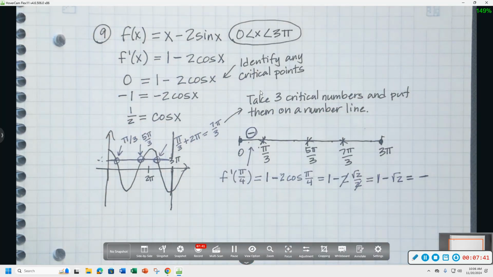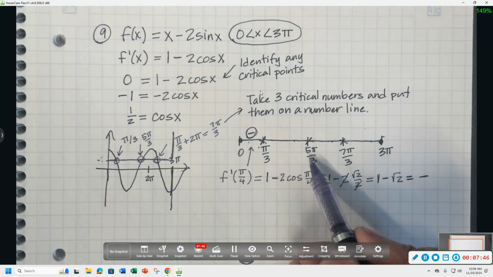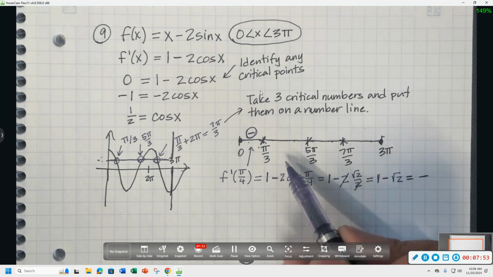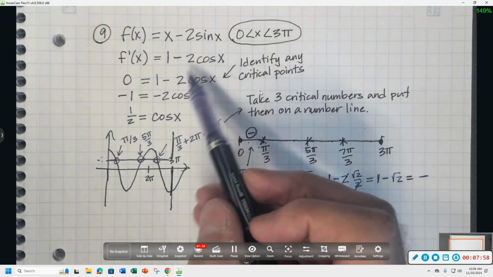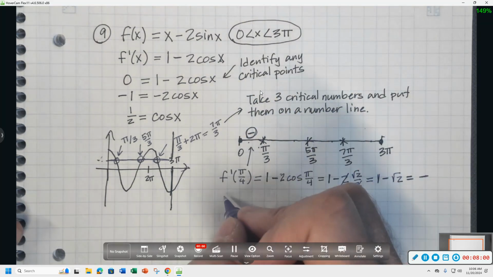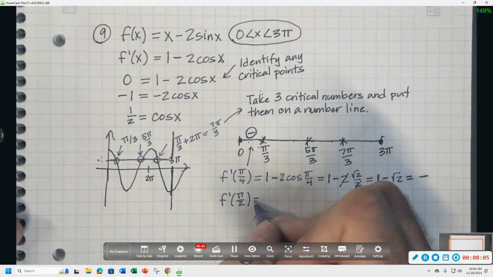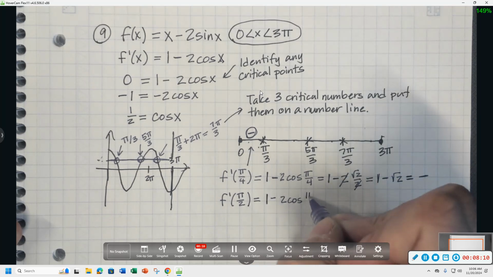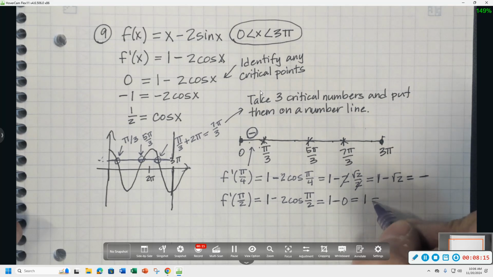Probably between pi over 3 and 5 pi over 3, I'm going to choose pi. Pi seems like a very wise choice, right? Or I could maybe even choose a wiser one like pi over 2. Pi over 2 is going to make this 0. So f prime of pi over 2 is 1 minus 2 times cosine of pi over 2. That's just 1 minus 0. It's 1. That's a positive interval.